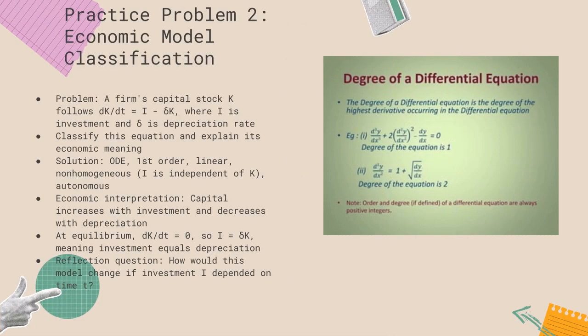Another problem is the capital stock equation. dK/dt equals I minus delta K. This is classified as ODE, first order, linear, non-homogeneous, and autonomous. It represents capital change based on investment and depreciation, reaching equilibrium when investment equals depreciation.